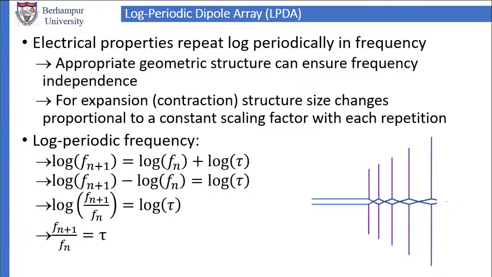Its electrical properties repeat log periodically in frequency. Now you know what is periodicity. A periodic function you have read: f(t + T) is equal to f(t). So every capital T time it will repeat. Here, instead of a linear repetition, it is repeating in the log scale; it is periodic in log scale. So the electrical properties repeat log periodically in frequency. In terms of frequency, the electrical properties repeat log periodically.